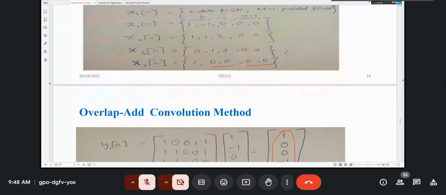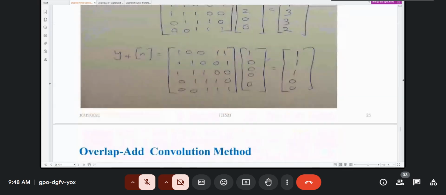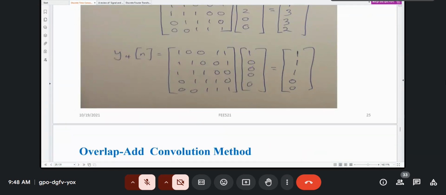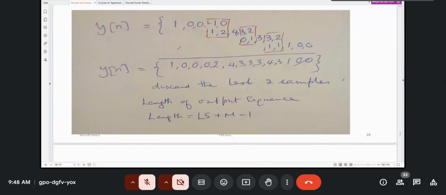Then there is the next part of the sequence, 0, 1, 2, which gives us that. And the last one is this one, 1, the 2 part is 0, and then plus 1 0. So we have that. Then what we do is we add them. So y of n will be y1 of n, then the last m minus 1 samples are added to the first m minus 1 samples.